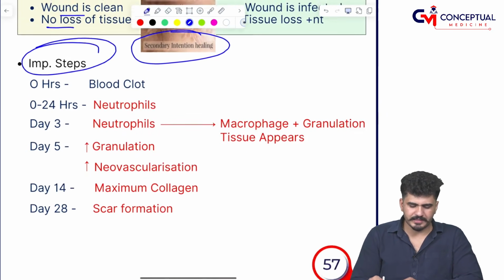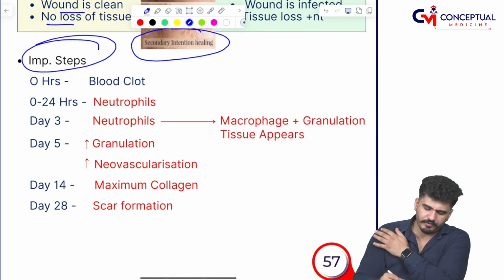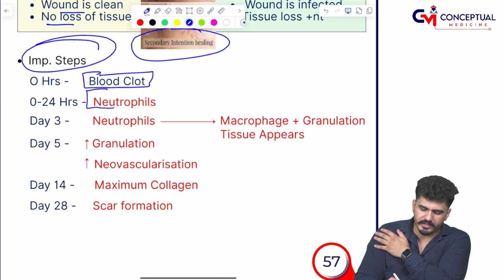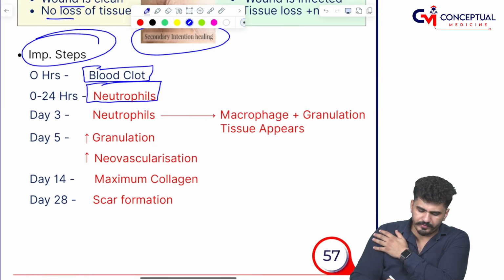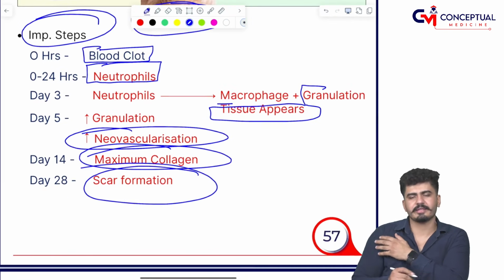Now important steps in the wound healing. What happens after the injury? Sir, first of all, there will be a blood clot. After that, the first cells coming are neutrophils. Now neutrophils के बाद में macrophages plus granulation tissue is coming. Granulation tissue आया तो neovascularization भी होगी, maximum collagen आएगा, and then there is a scar formation.